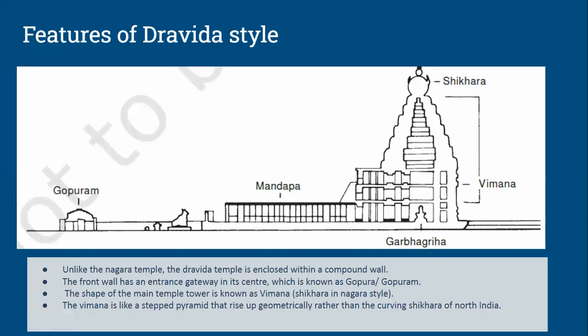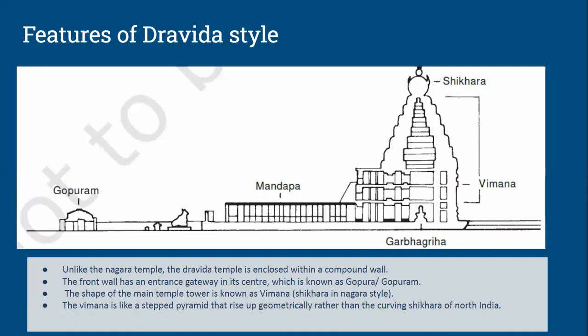This is the most important aspect of Dravida temple architecture, that these temples have first of all a very big temple complex, and the temple complex is marked by a compound wall or a boundary wall, which is usually called prakara. Yes, we have seen this in the previous session. So prakara is nothing but the compound wall.